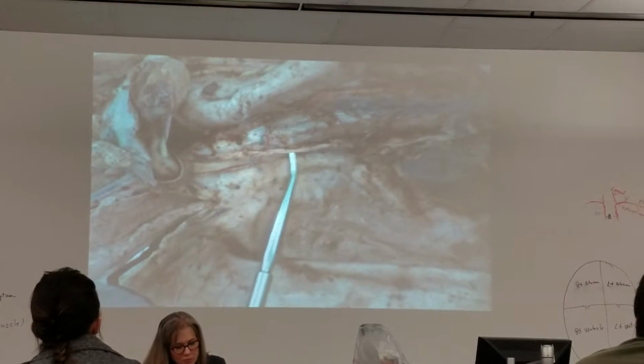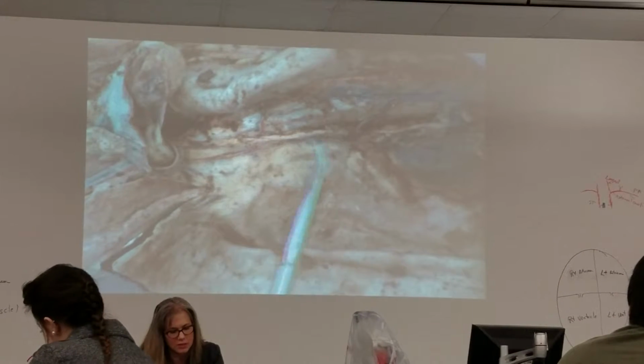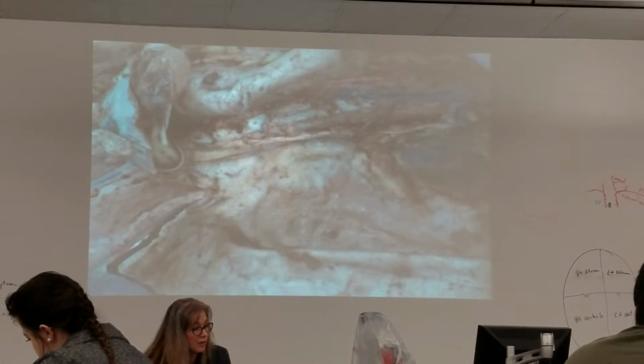All right, so here's the ureter. All right, and then here is the testicular. So this is a really good view of what that testicular looks like if you don't have a male.